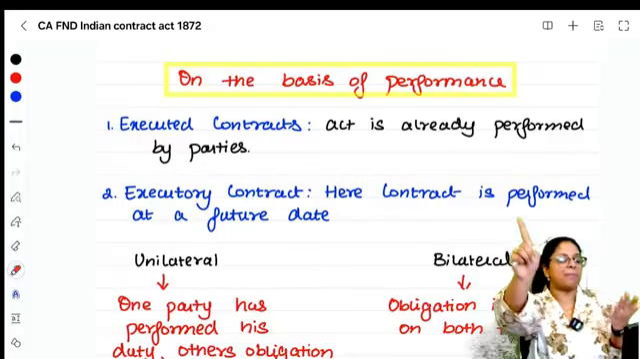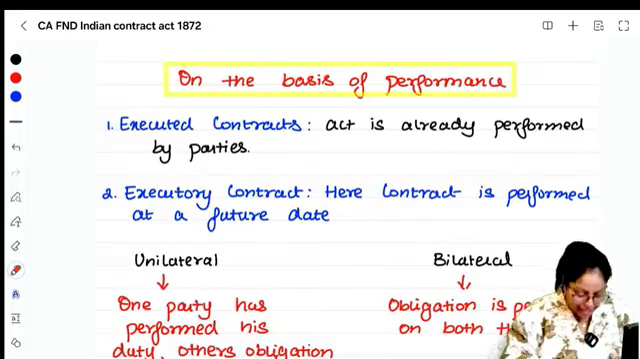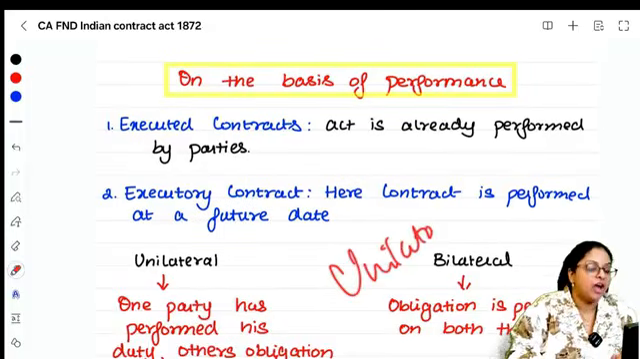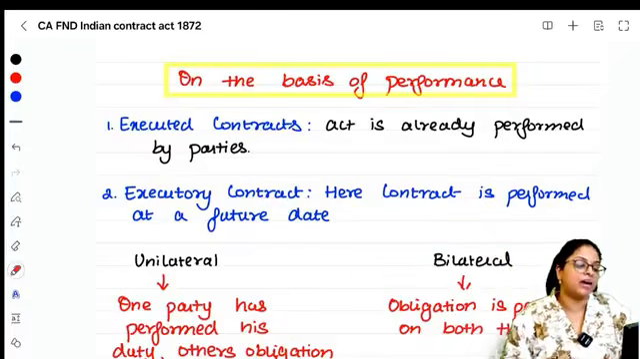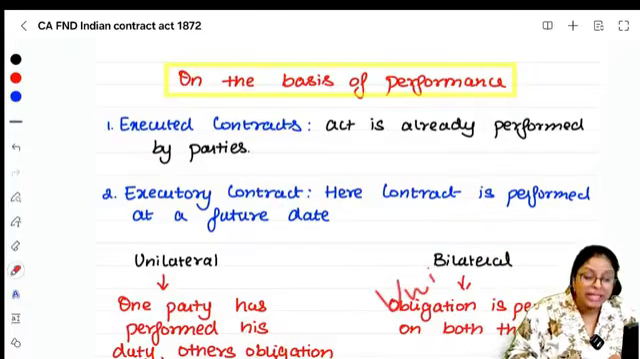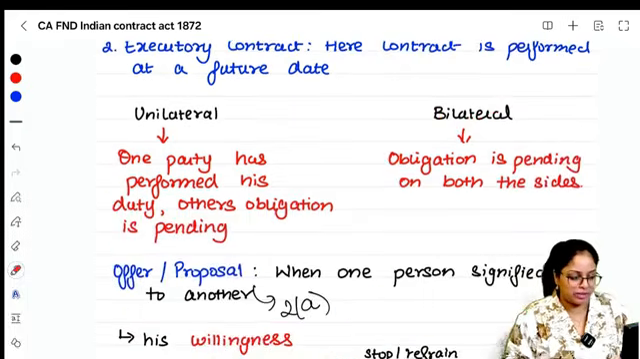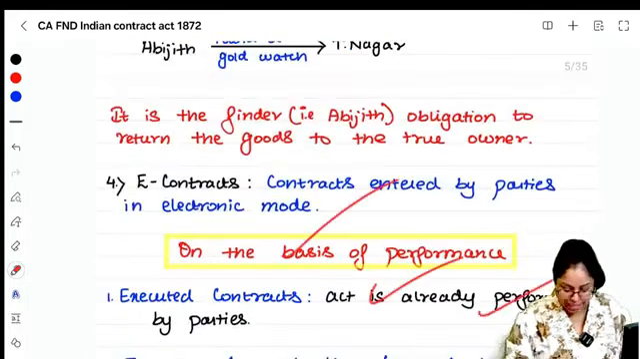But I have made the payment on Flipkart and the phone has still not come. It is a unilateral executory contract because I fulfilled my obligation. I have made the payment. The laptop is yet to come. So these are the types of contract based on their performance.